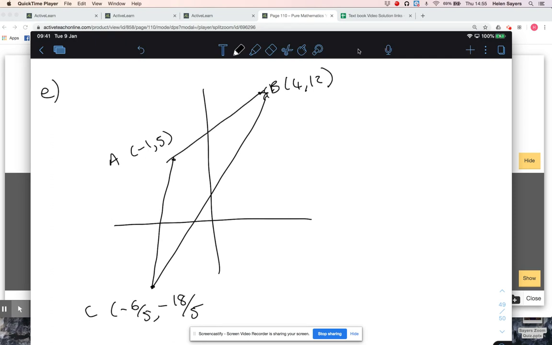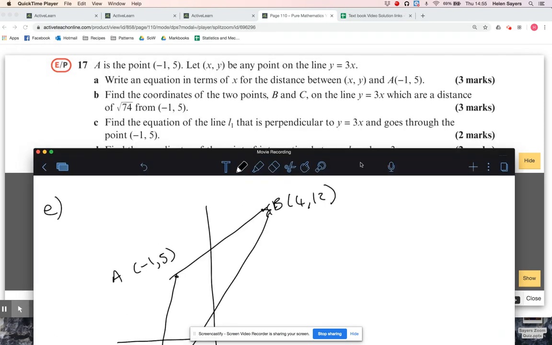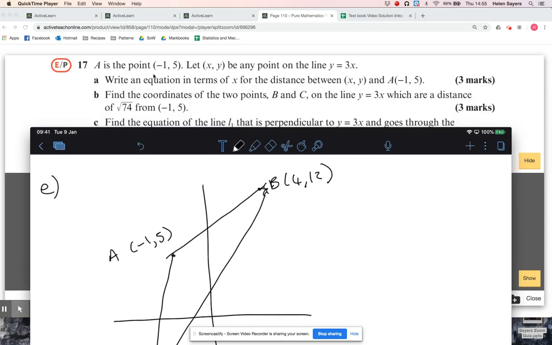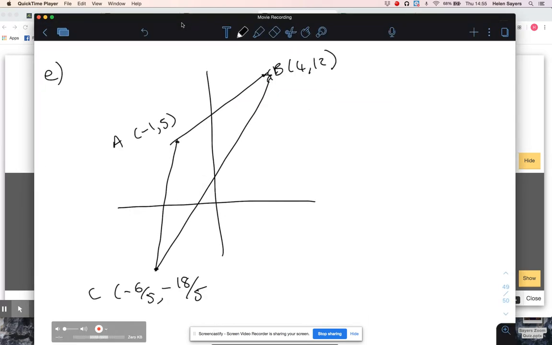Well, the area of that triangle. So what else do I know? Well, looking back to what we did in part B, we got these new coordinates B and C from the fact that they're a distance of root 74 from -1, 5. So it's an isosceles triangle. Okay, so that could be quite important. And I know that those two lengths are root 74.